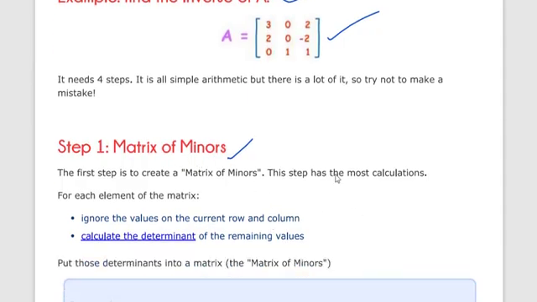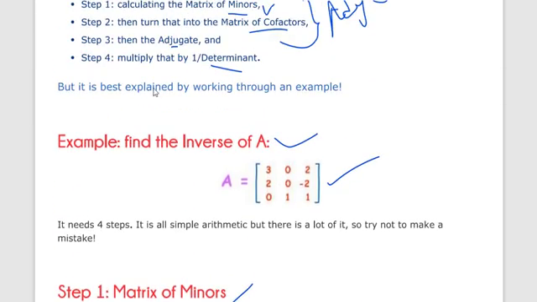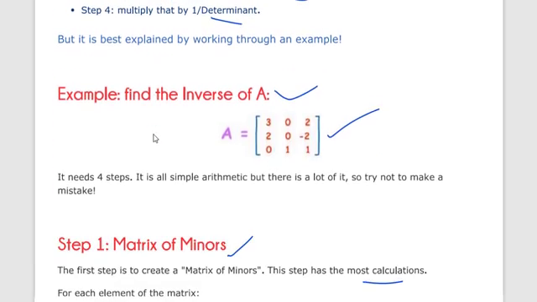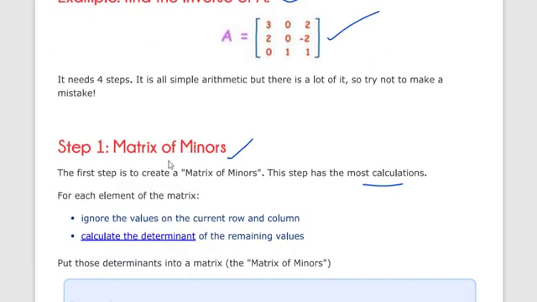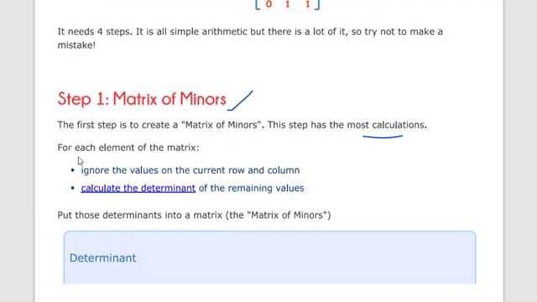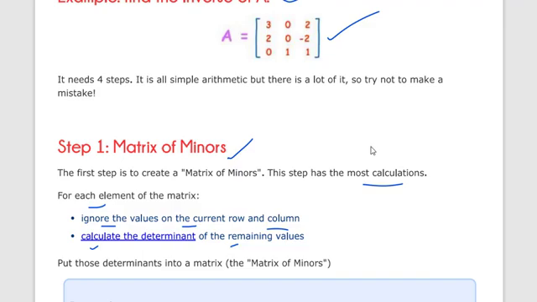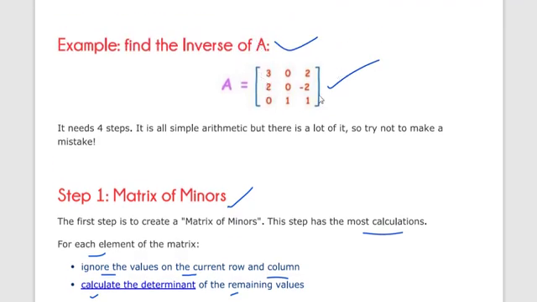Okay, in this step there is the most calculation other than these three steps. So what will you do in this step? For each element of the matrix, ignore the values in the current row and column. Calculate the determinant of the remaining values. So here you have 3 0 2, 2 0 minus 2.